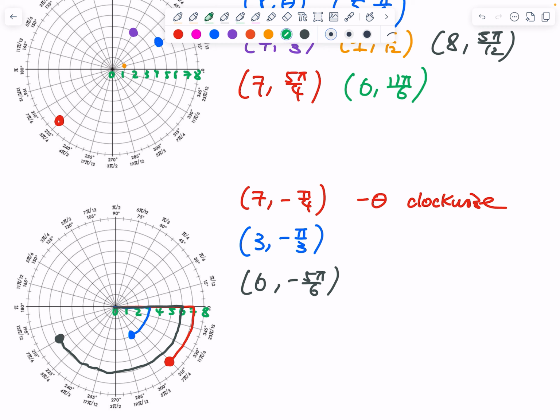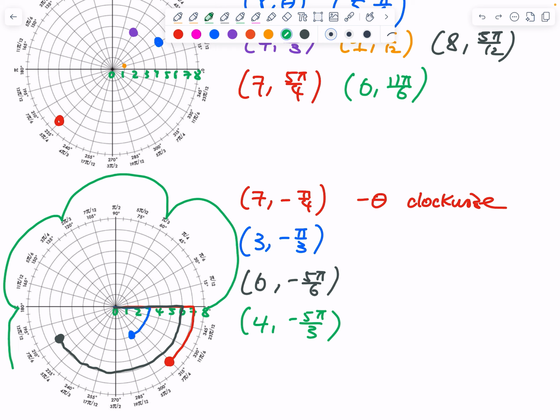And then how about we try 4, negative 5 pi over 3. Where is 5 pi over 3? That is 1 pi over 3, 2 pi over 3, and then 5 pi over 3. Where's it? What did I do last time? 5 pi over 3. Okay. 1 pi over 3, 2 pi over 3, 4 pi over 3. And then 5 pi over 3.